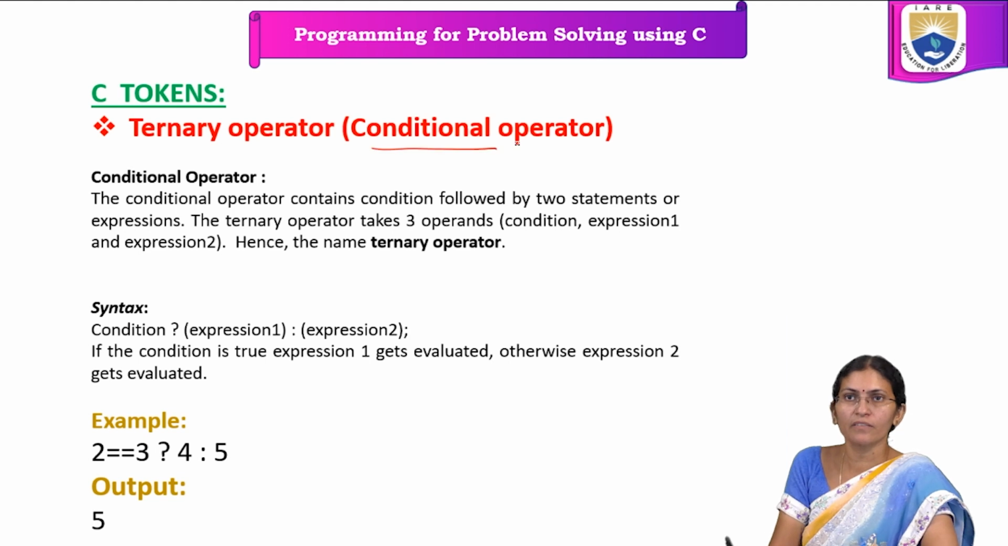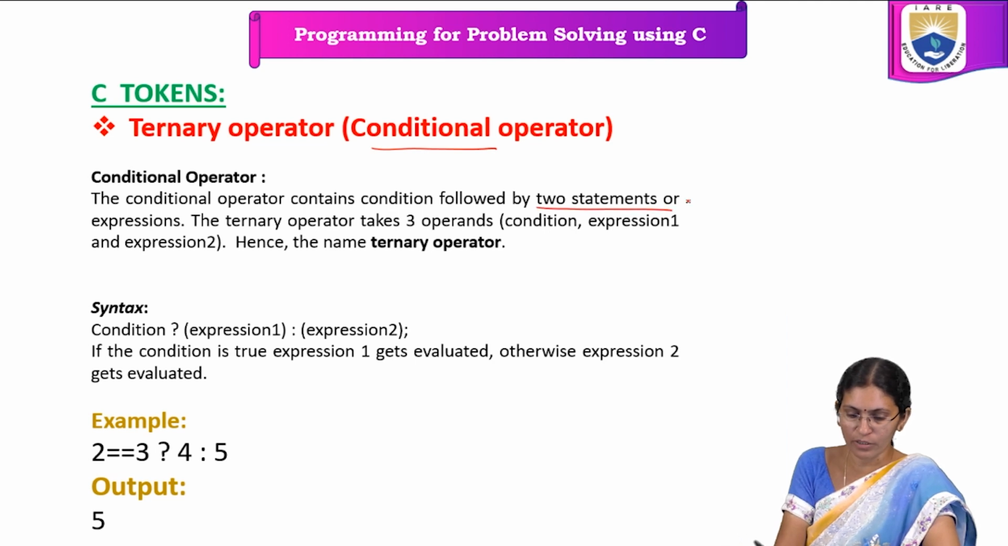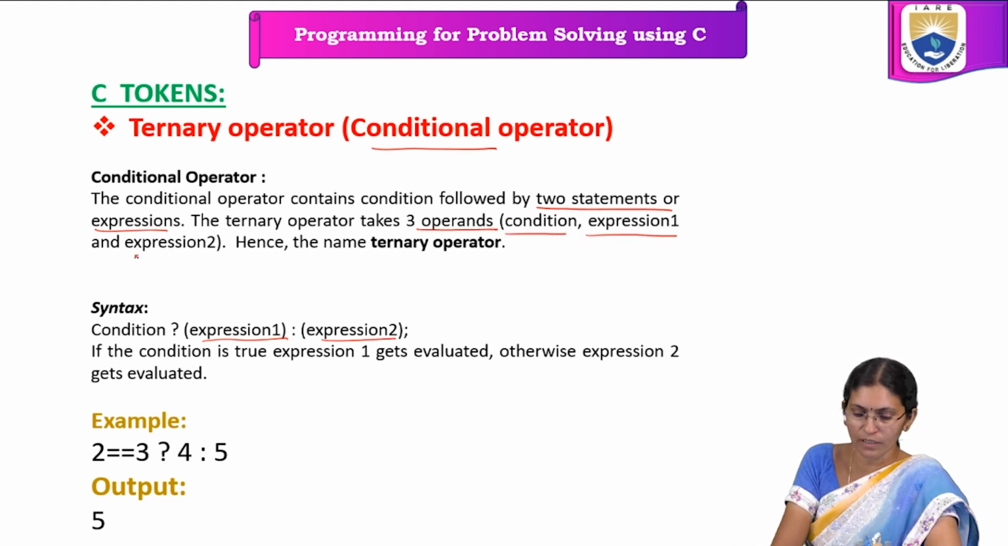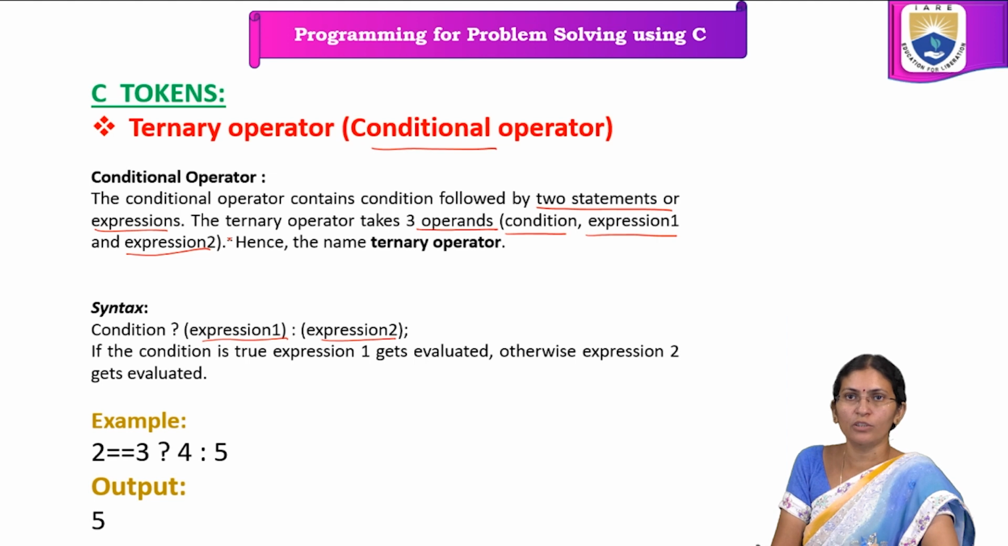Next is the ternary operator. The ternary operator is also called the conditional operator. It contains a condition which is followed by two statements or expressions. It is called the ternary operator because it takes three operands. There are three operands involved: the first one is the condition, the second one is expression 1, and then we have expression 2. Therefore it is called the ternary operator.